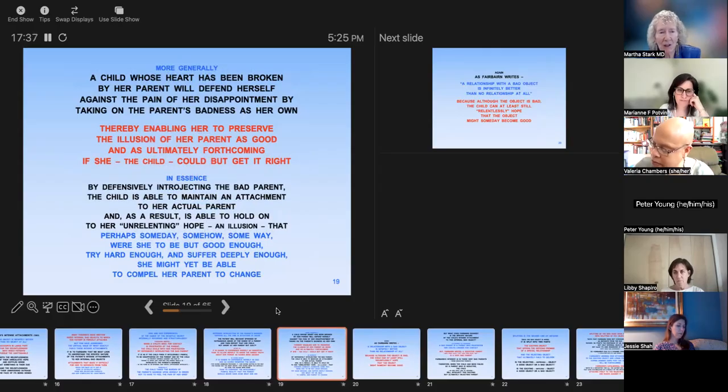Next, please. More generally, a child whose heart has been broken by her parent will defend herself against the pain of her disappointment by taking on the parent's badness as her own. Thus all the feelings of, I hate myself, I'm a horrible person, et cetera, et cetera. She has introjected the parent's badness, and ultimately the therapeutic action will need to have it that this badness gets put back out there and reworked.